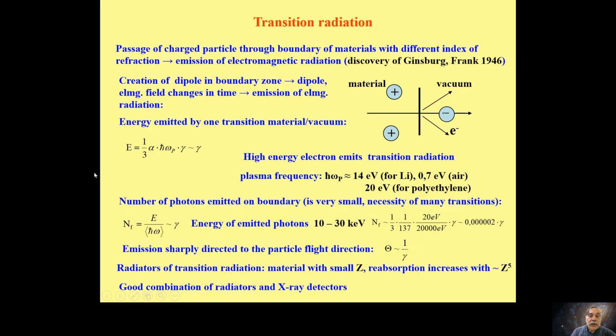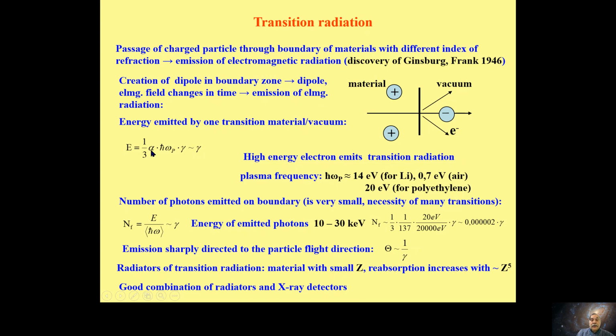This energy is given by this formula. This gamma is the Lorentz factor, that means from special relativity. It is multiplied by the frequency, which is the characteristic plasma frequency in this case. And here it is about 14 electron volts for lithium, and different for other materials. But you see that it is very small.